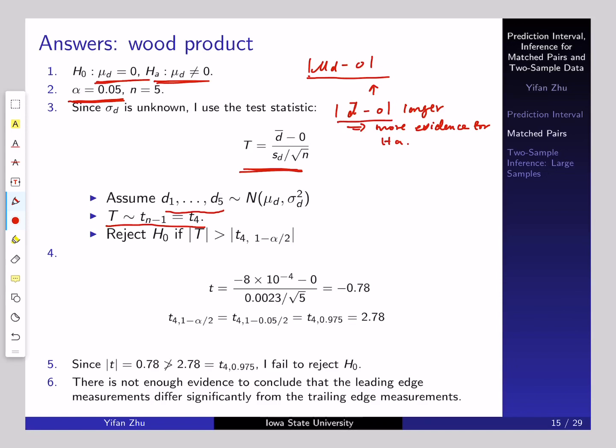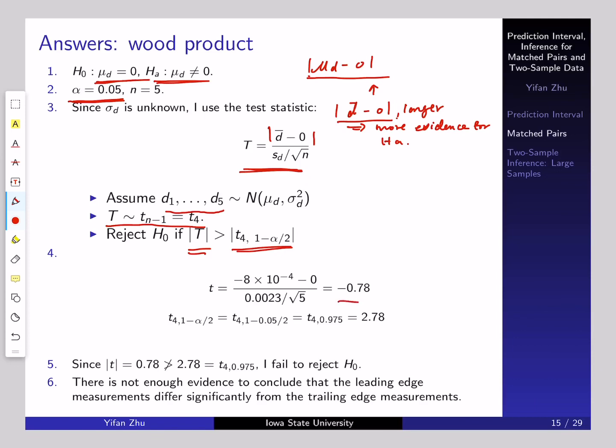So that means there should be more evidence for HA if the absolute value of t is larger, because the absolute value of t is nothing but the absolute value of this divided by a number. And we will reject H naught if the absolute value of t is greater than this critical value.